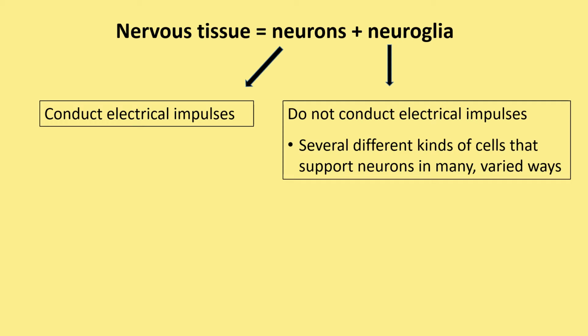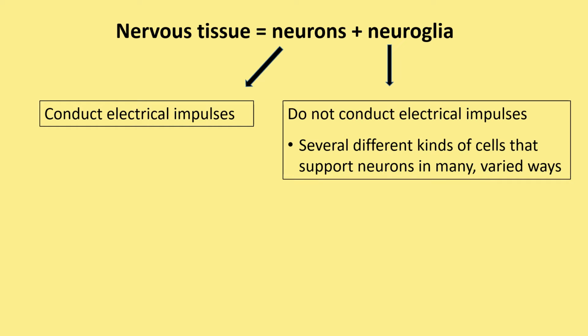So let's think about those 2 fundamental cell types. Neurons are cells that are electrically excitable. I hope you remember that there are 2 cell types in the body that are electrically excitable, neurons and muscle cells. We're obviously going to focus on the neurons here in the nervous system. And then the second fundamental cell type that we find in nervous tissue is neuroglia.